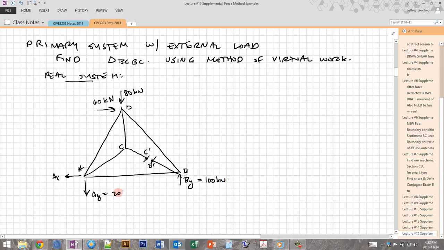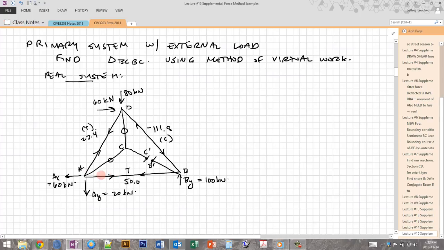That was 100. This one's 20 kilonewtons. And this one is 60 kilonewtons. And then I can go ahead and find all of the loads in my truss using the method of joints. So this one is 50.0, which is tension. This is a zero force member. This is a zero force member. This is negative 111.8 in compression. And this one here is 22.4 in tension. And you can try this for yourself and make sure that you can find all these forces by doing things in the correct order.